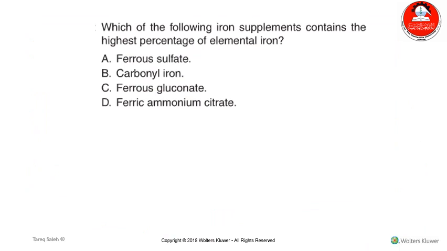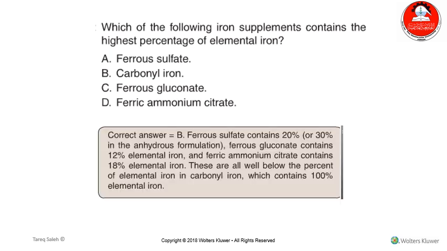Okay, let's practice some of the concepts that we've just discussed. The question here says, which of the following iron supplements contains the highest percentage of elemental iron? And just by going back to the table, you can immediately spot, I think, that the answer to this question is B, right? Because carbonyl iron has 100% elemental iron in its formula.